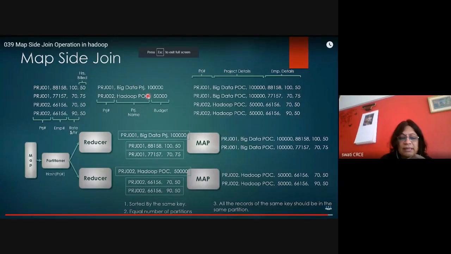But in the next slide, we will see how this happens, where we come to know that this entire table is there at both the mappers. So that small size table is available at the local disk of every mapper. That is the assumption.